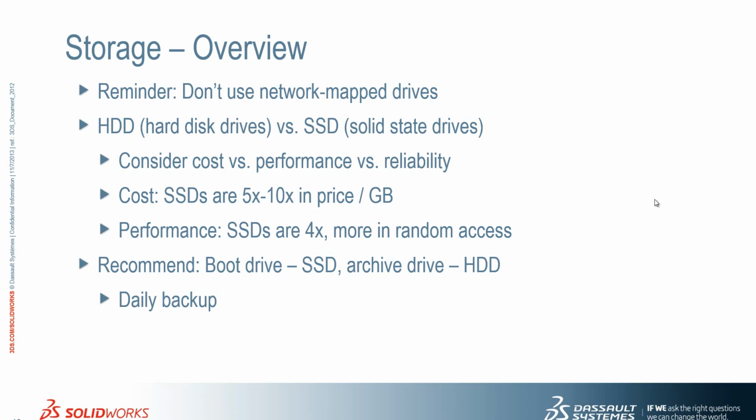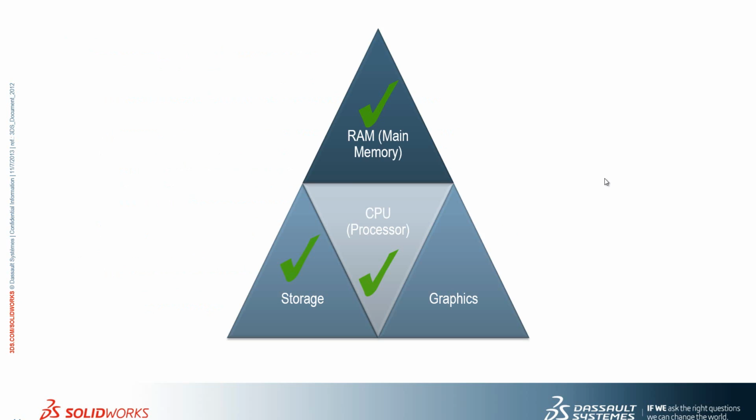SSDs are considerably faster than hard disks. They're normally about 5 to 10 times the price, but about 4 times as fast. So normally you'd boot with an SSD and have SolidWorks on it, and then all your files, and then you'd have an archive drive, which would be a hard disk, which you'd back up onto, or back up onto the server, one or the other.